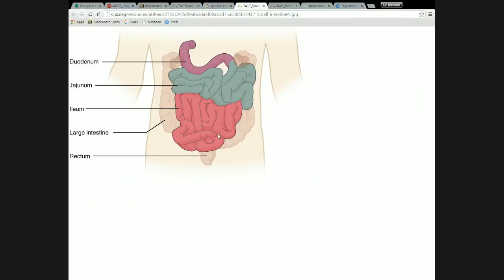Now this picture probably is not showing it quite as extensive as it really is. Different sources will tell you that the small intestine is of different lengths, and it doesn't really matter how long it is. It's long. That's the point. Some sources, up until recently, would say that the small intestine is like, I can't remember if it was 7 meters or 7 feet long.